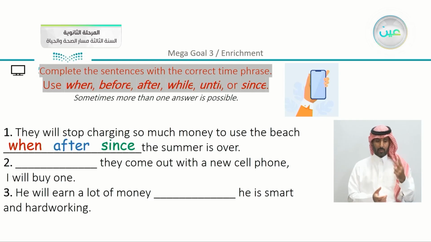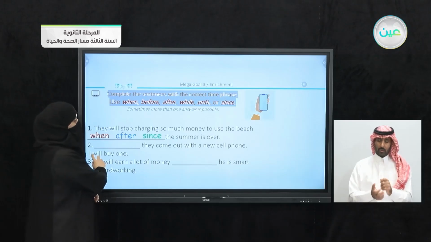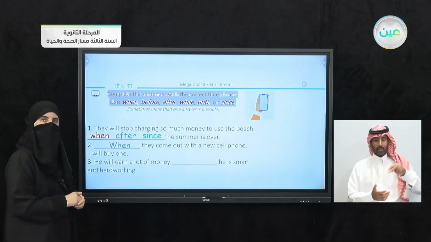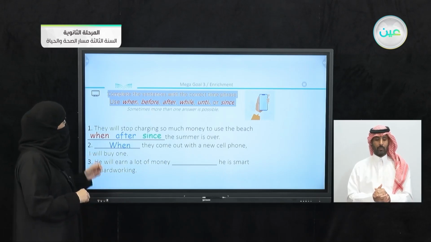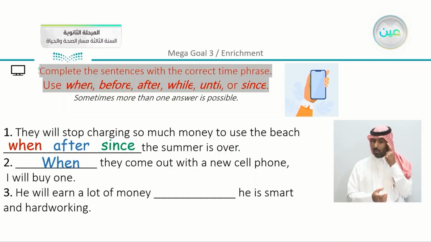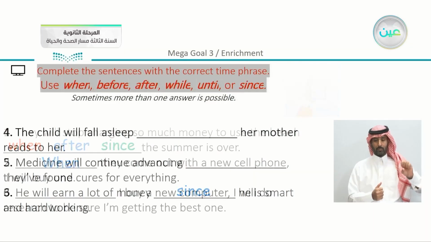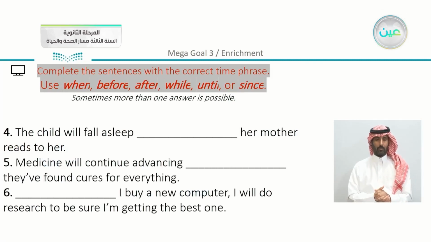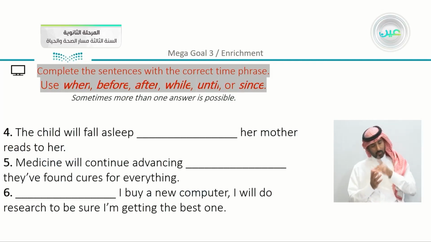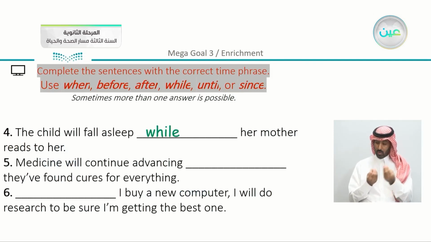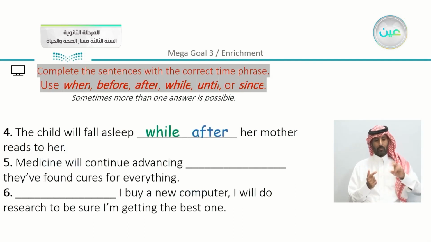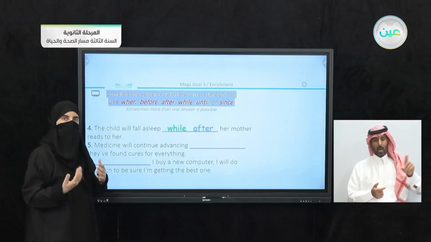Number 2, blank, they come out with a new cell phone, I will buy one. Now here we have one word, we can say when they come out. He will earn a lot of money, he is smart and hardworking. Now since he is smart and hardworking, you can see that we use different time expressions depending on the meaning of the sentence. Now, number 4, the child will fall asleep, her mother reads to her. We have here while. And you can say also the word after. So if you answer either way, it's correct.